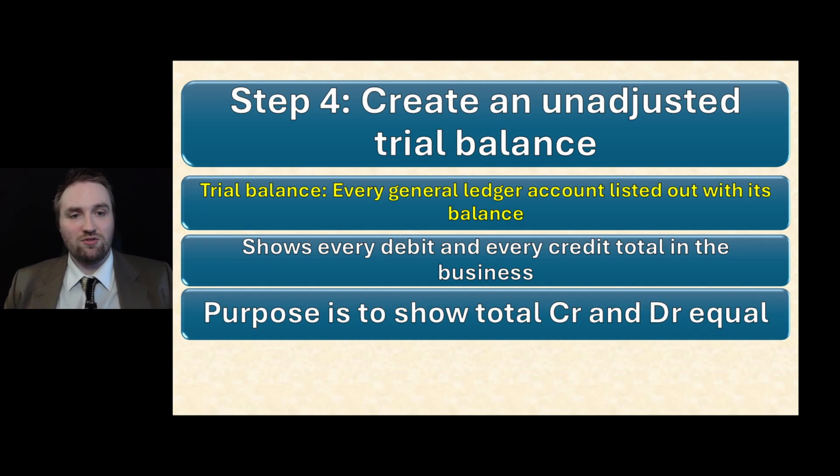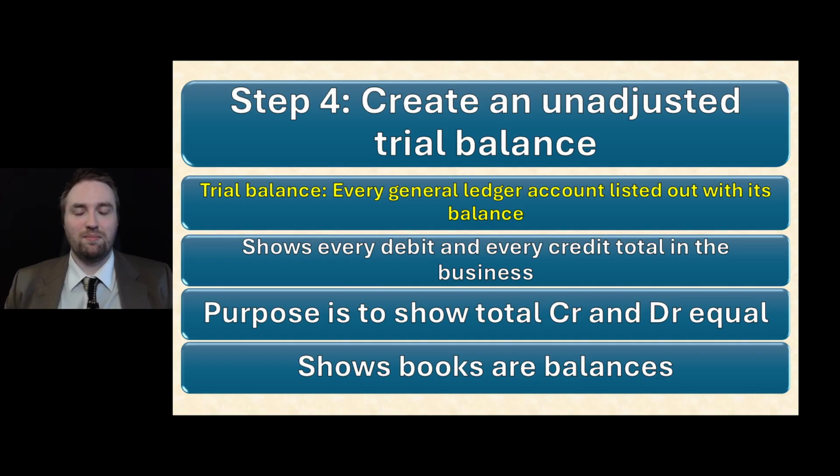The reason they should be equal is because of the accounting equation. When you've listed these accounts out, and you add them up, and you see that total debits equal total credits, then you've created an unadjusted trial balance. By ensuring total debits equal total credits, you show that the books are balanced. In modern software, where you're likely to do your bookkeeping, trial balances will be done for you automatically.